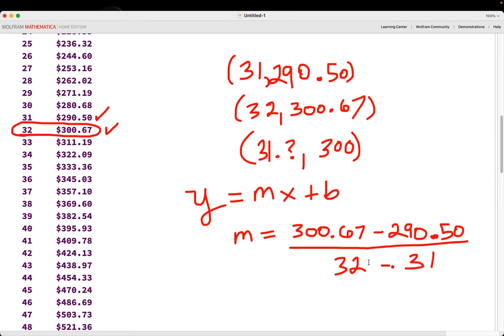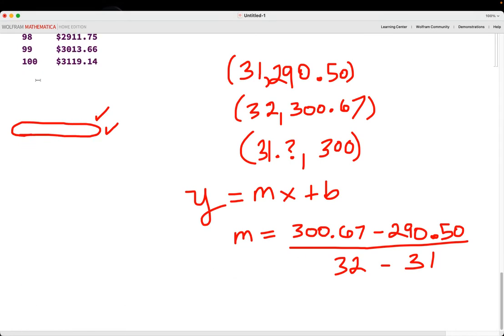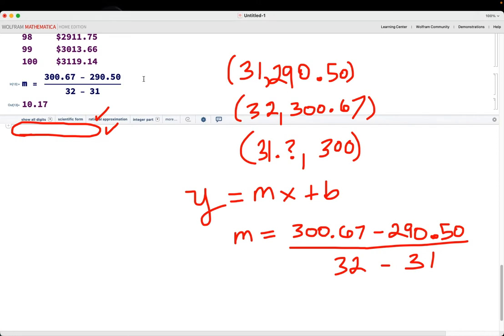Okay, so what is that going to be? Let's see. So that is going to be m is equal to 300.67 minus 290.50. And you know what? We could do it this way. Make it look pretty. Highlight it. Control divide by 32 minus 31. 10.17, and that's the slope, right? That's the slope of the line.